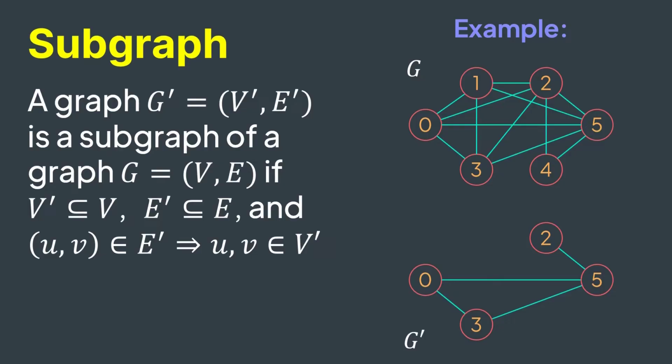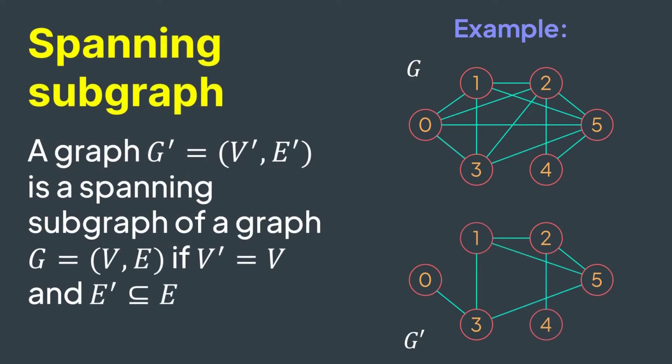In math notation, it's written that if an edge UV is in the subgraph, then both U and V must be in the subgraph. For example, we cannot take the orange edge without taking 0 and 3. Two special kinds of subgraphs are spanning subgraphs and induced subgraphs. A spanning subgraph of G is a subgraph of G where we take all the vertices and possibly remove some edges. Look at the example. We took all vertices of G and removed some edges.